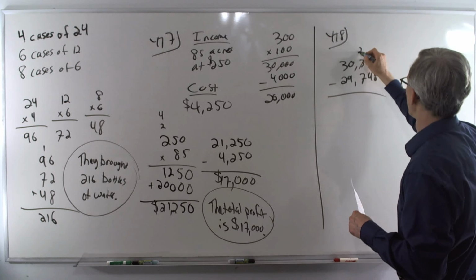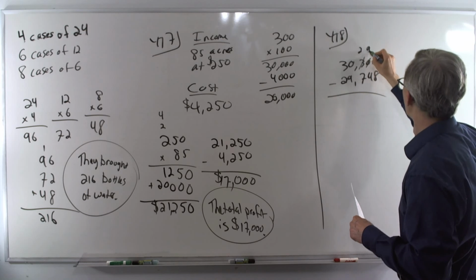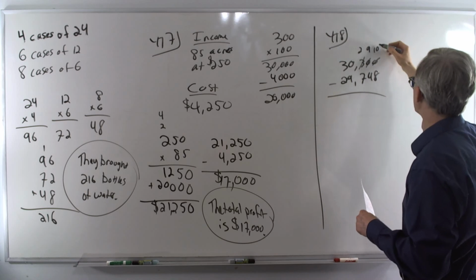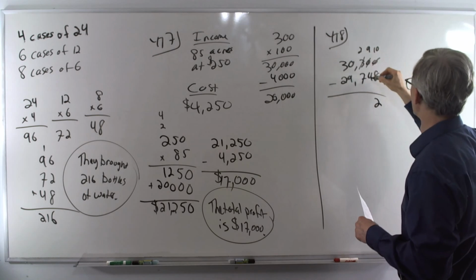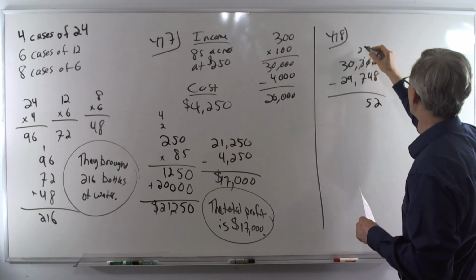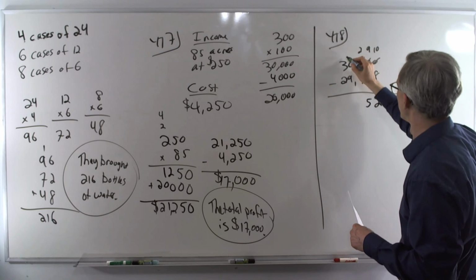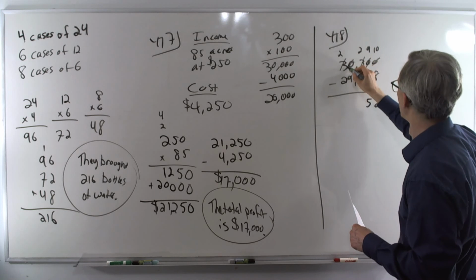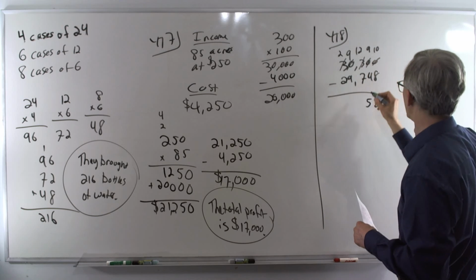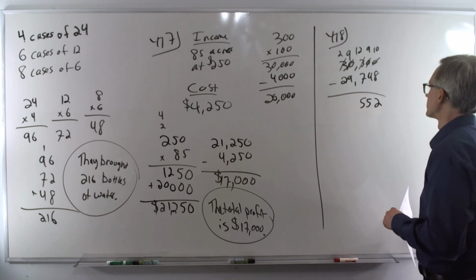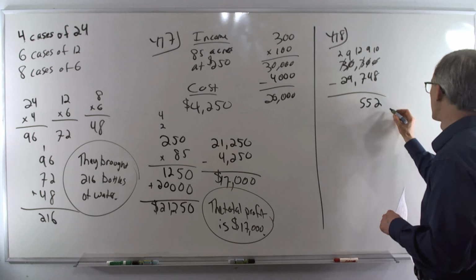Subtracting, we're going to borrow here. 10 minus 8 gives us a 2. 9 minus 4 gives us a 5. 2 minus 7, can't do that, so we'll go over here and borrow from here. 12 minus 7 is 5. All these are zeros, so 552 miles.